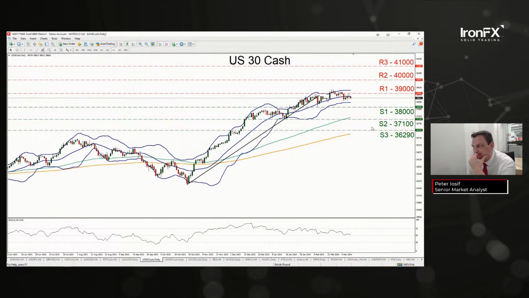Should the bulls regain control over the index, we may see it rising, breaching the 39,000 resistance line clearly this time and start aiming for the 40,000 resistance level. On the flip side, should the bears take over, I would require the pair to drop, breach the S1 38,000, which would be opening the gates for the 37,100.